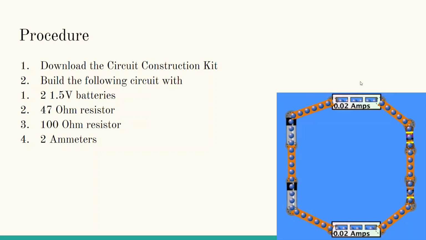So, the procedure for this lab is to first download the circuit construction kit, and then to build the following circuit with two 1.5 volt batteries, a 47 ohm resistor, a 100 ohm resistor, and two ammeters.